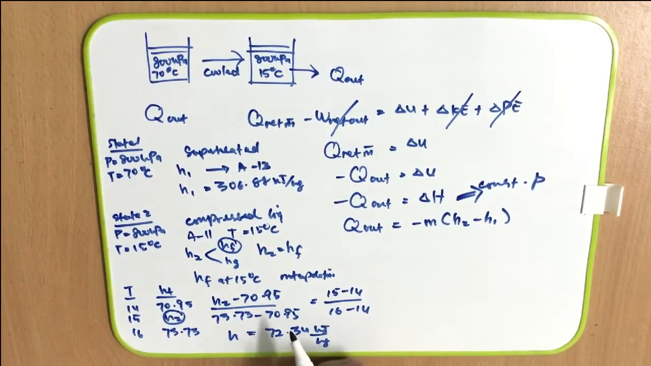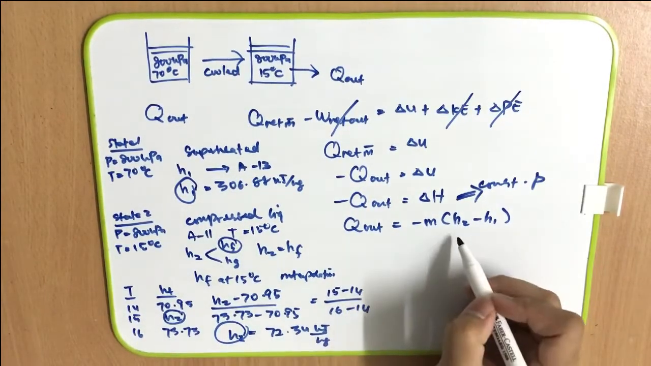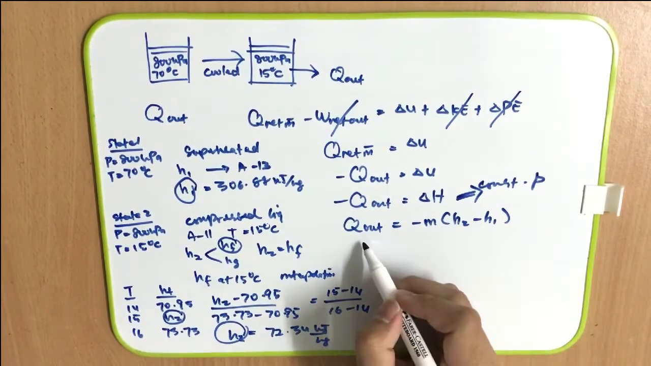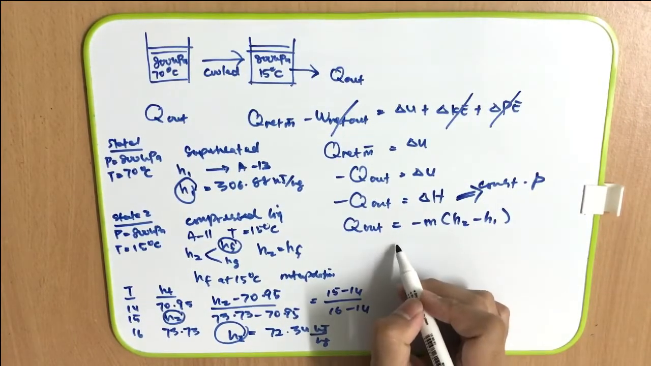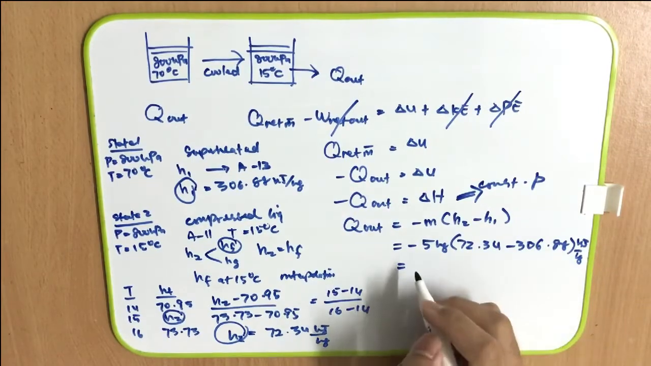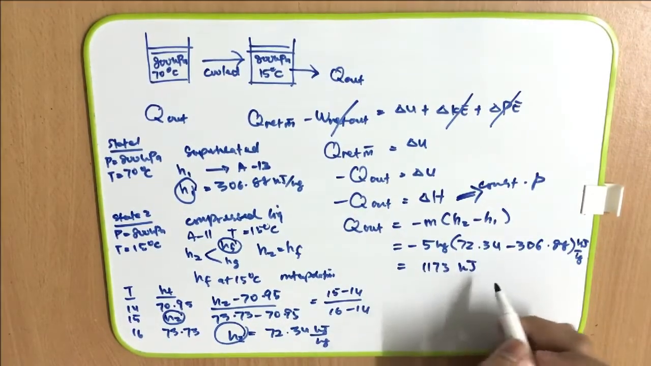So now we have already found the H1 and also the H2. So we can substitute into this equation. Then we can find the Q out. After we substitute all the values, it will become like this. And it will give the answer of 1173 kJ.